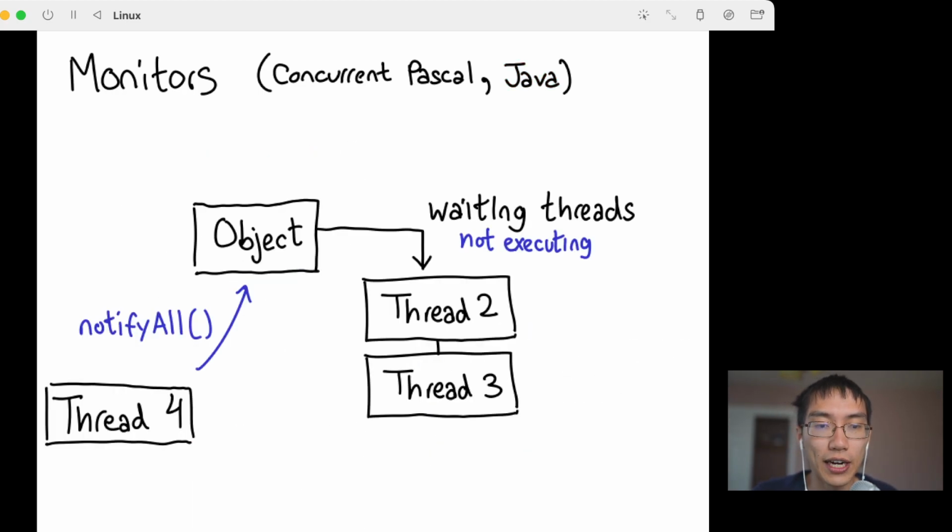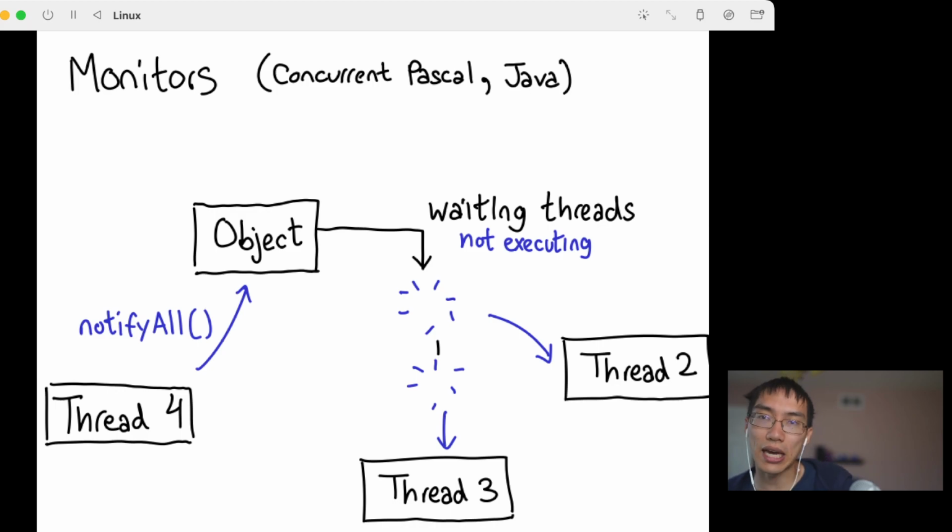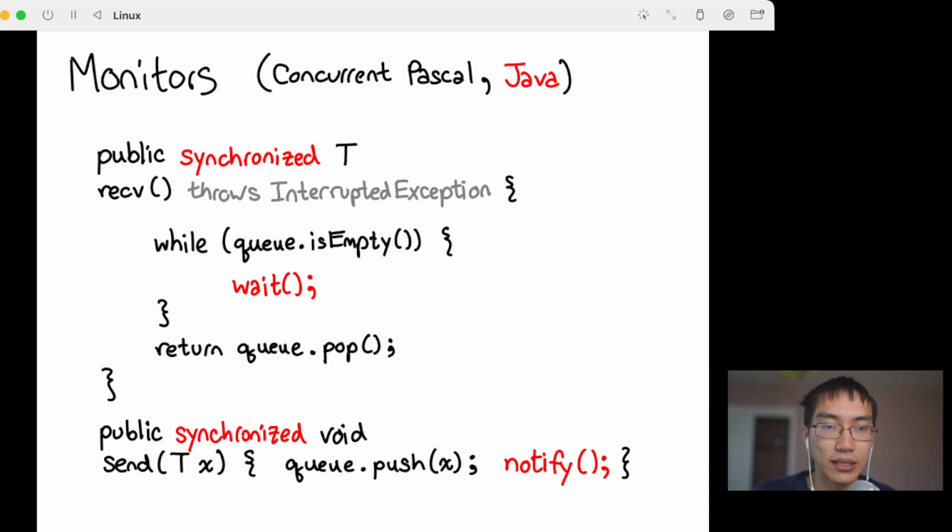And which of notify or notify all you should use is entirely application dependent, right? So for example, in the recv situation, in the send situation, I'm only pushing one object onto the queue. So I only really need to wake up one thread, because one thread is going to be able to get in this situation. But in some other situations, you might have a bunch of people waiting for some event, and then they all can go once that event happens. And in that case, you would use notify all.